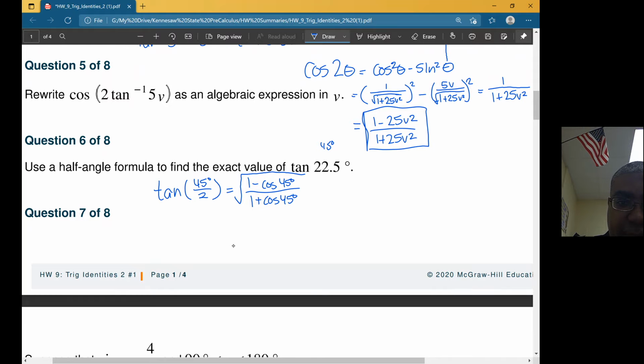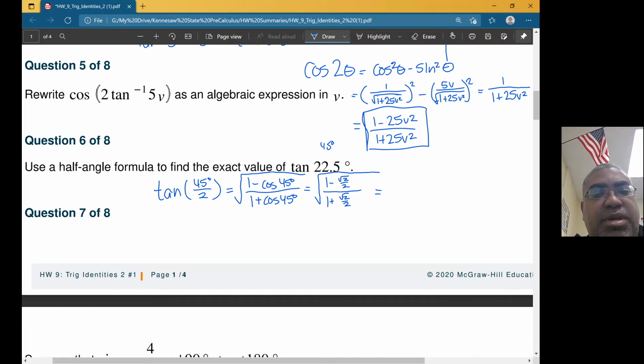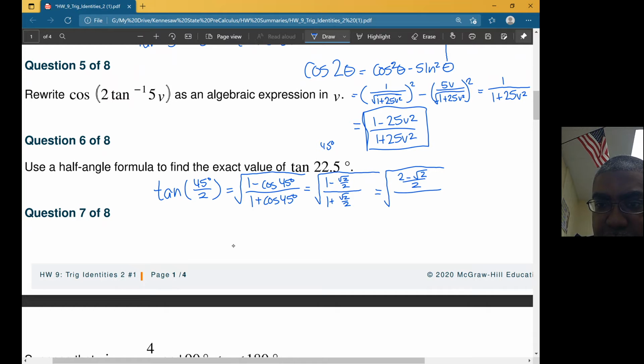Oh, this will be fun. Fraction work. Cosine of 45 is root 2 over 2. Cosine of 45 again is root 2 over 2. Okay, I'm going to try not to skip too many steps. I'm going to simplify a little quickly on this. If you get confused, let me know. All right, square root of, don't lose your square root. 1 is equal to 2 over 2. So this is 2 minus root 2 over 2, over 2 plus root 2 over 2.